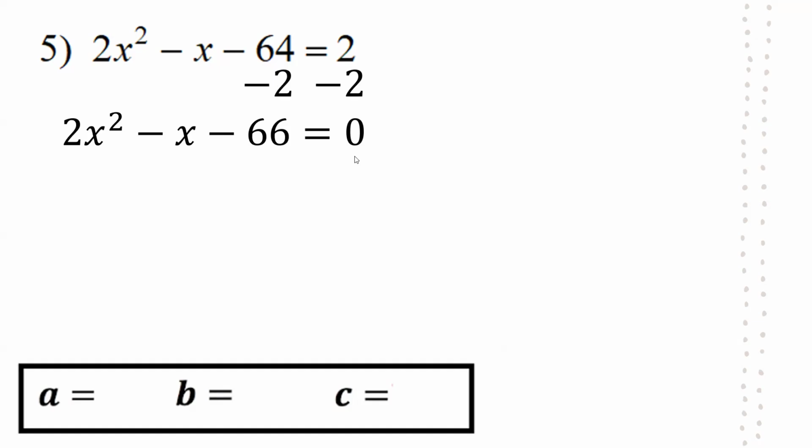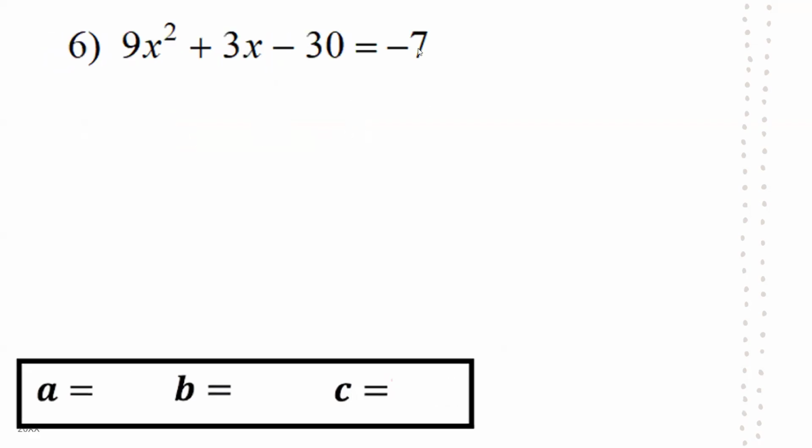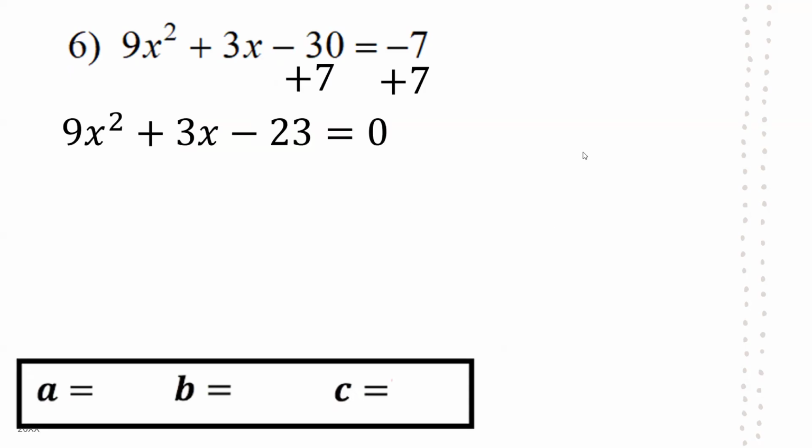Once you've set it equal to 0, now we can say, okay, my a value is 2, my b value is -1, my c value is -66. So basically you have to do a step to get everything over to one side. Example number 2. Now I've got a -7 sitting over here, so I'm going to add it over. Now I bring down 9x squared, I bring down 3x, -30 plus 7 is -23. Bring down your equals 0. A is 9, b is 3, c is -23.